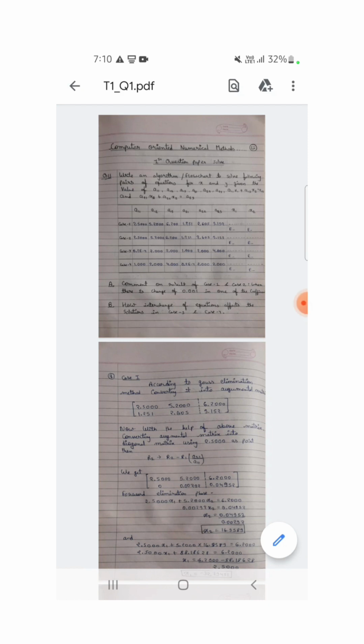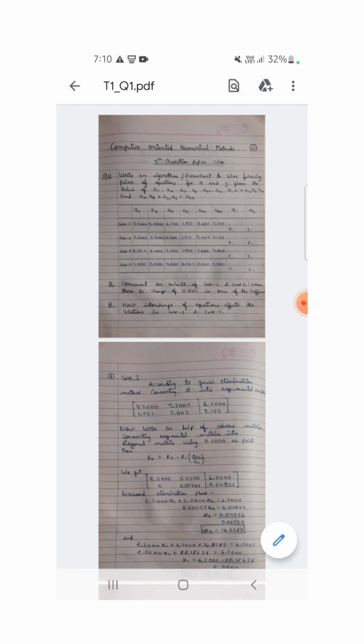So let's start. The first question is: write an algorithm and flowchart to solve the following pair of equations for x and y, given the values of a11, a12, a13, a21, a22, a23. The equations are a11 x1 plus a12 x2 is equal to a13, and the second one is a21 x1 plus a22 x2 is equal to a23.